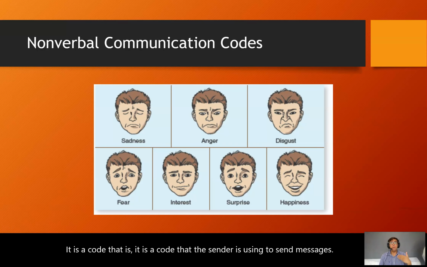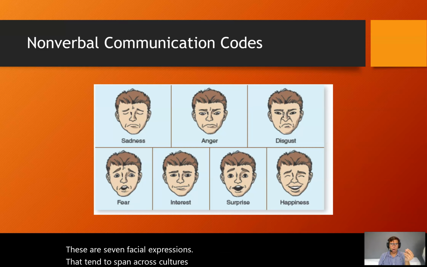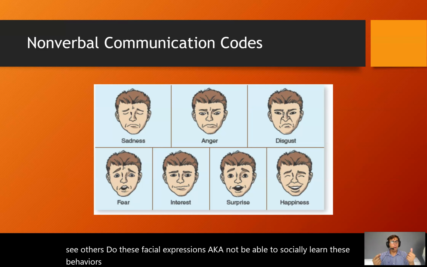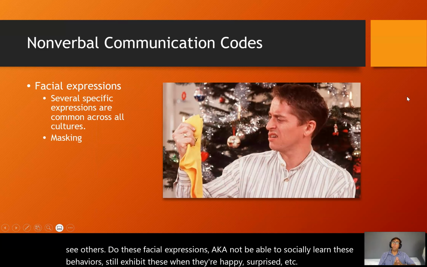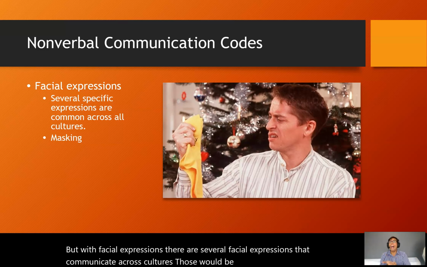We also have facial expressions that can act as this nonverbal code as well. There are 7 facial expressions that tend to span across cultures, even among those who are blind and are unable to see others do these facial expressions, aka not be able to socially learn these behaviors, and still exhibit these when they are happy, surprised, etc. But we also have masking.